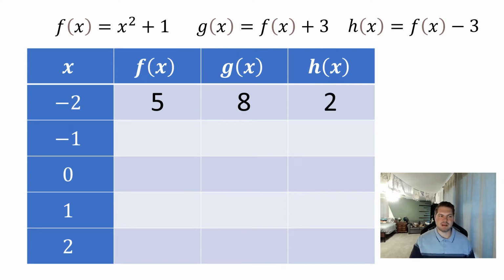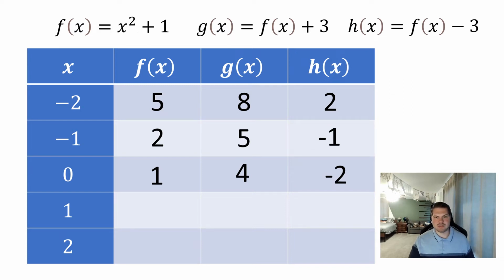Now we're going to do the same thing with -1. -1 times -1 is positive 1. 1 plus 1 is 2. Now we're going to add 3 to our f of x. 2 plus 3, we get 5. And then same thing, but minus 3. 2 minus 3, -1. Then 0 squared, easy, 0. Oh, sorry, plus 1. 0 squared, 0, and then it's plus 1, so 1. All right, f of x plus 3, so we're just doing 1 plus 3, you get 4. And then 1 minus 3, you get -2.